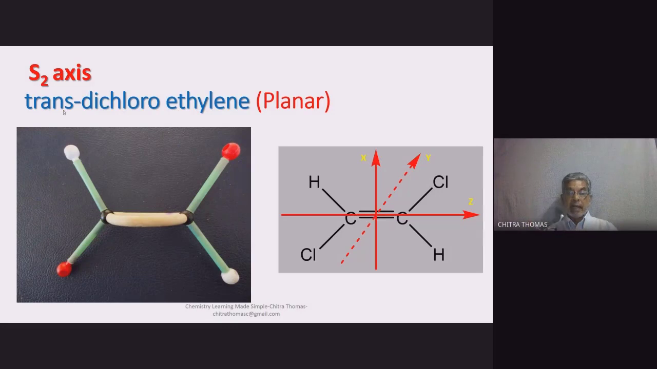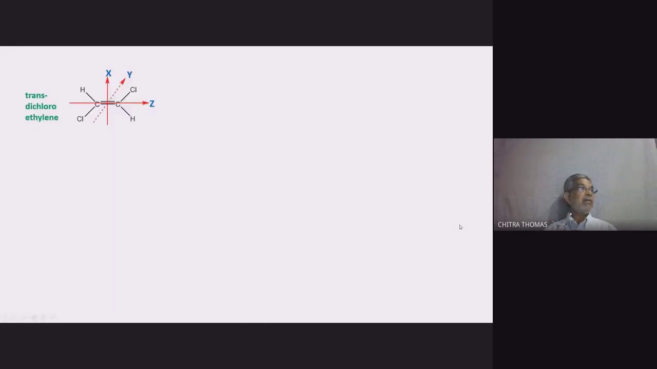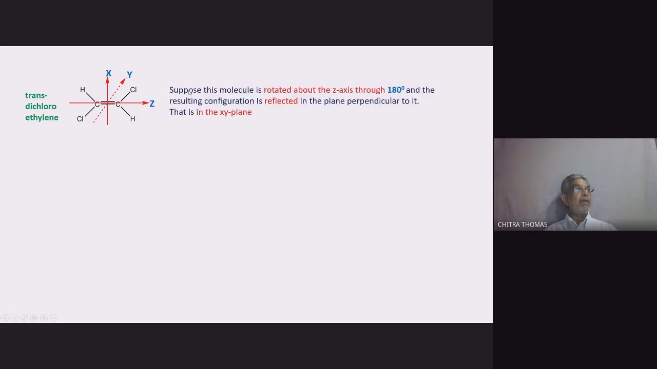This is diagrammatically represented like this. This axis I take as the Z axis, this as the X axis, this as the Y axis, even though this is not a symmetry axis. Suppose this molecule is rotated about the Z axis through 180 degrees and the resulting configuration is reflected in the plane perpendicular to it, that is the XY plane.